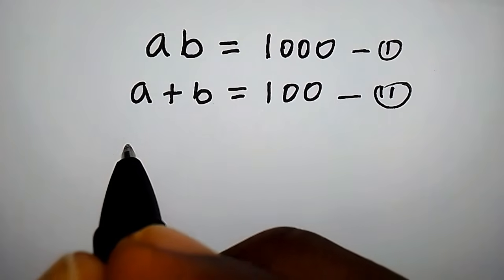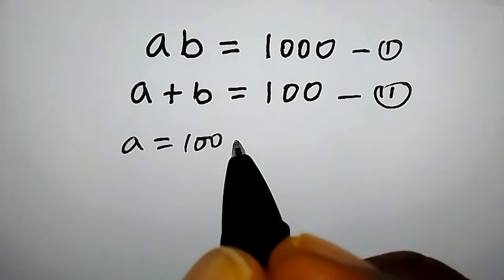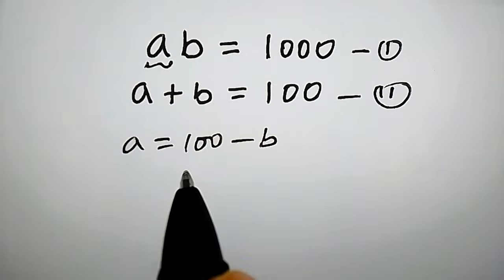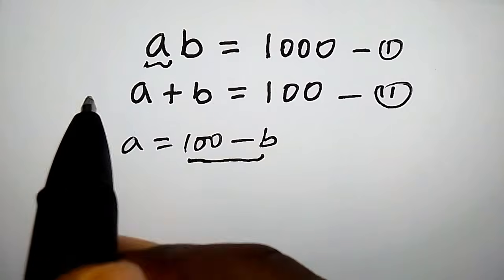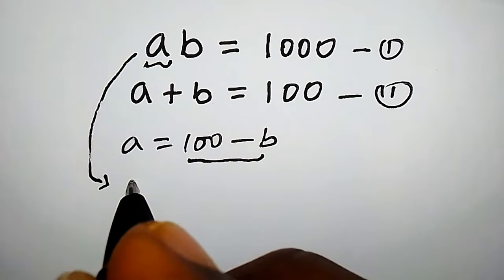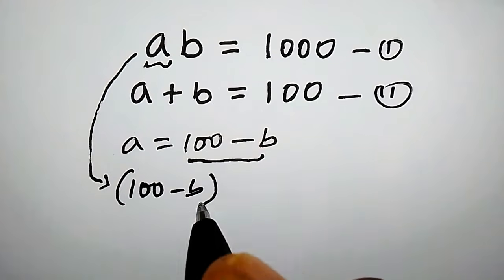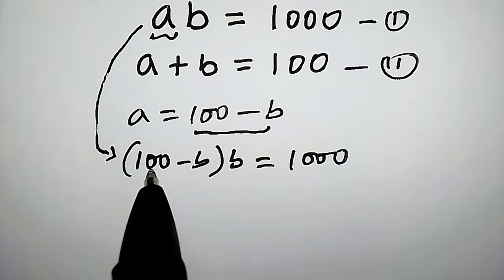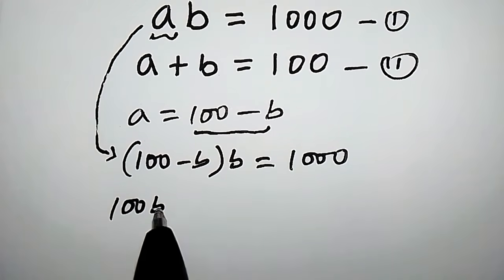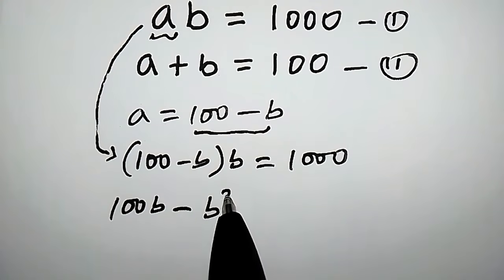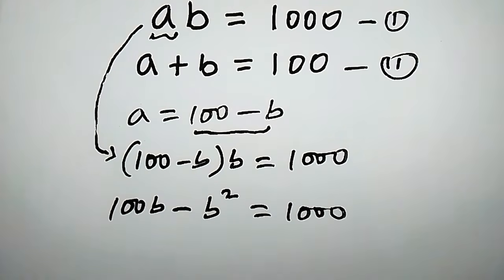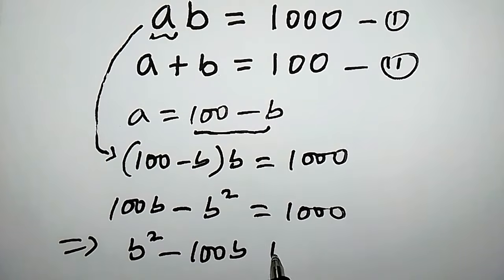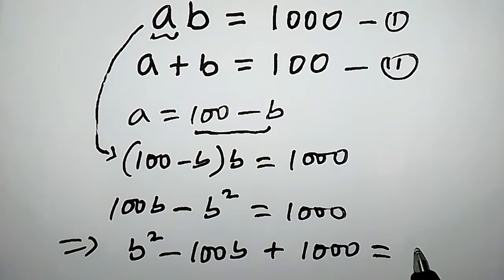From equation 2, A is equal to 100 minus B. The next thing we are going to do now is to replace this particular A with 100 minus B. That means from here, we are going to have 100 minus B times B equal to 1000. Let's continue. 100 times B, that is 100B, minus B times B, that is B square, equal to 1000. This implies that B square minus 100B plus 1000 is equal to 0.